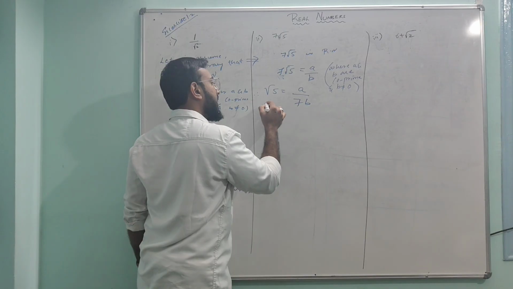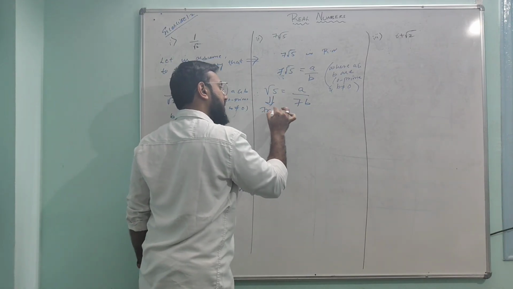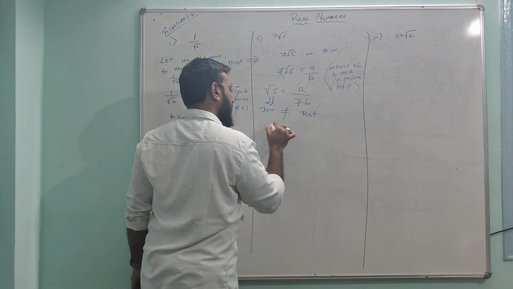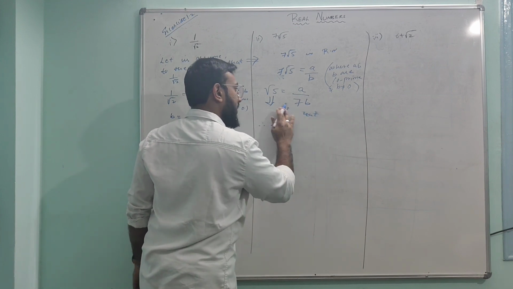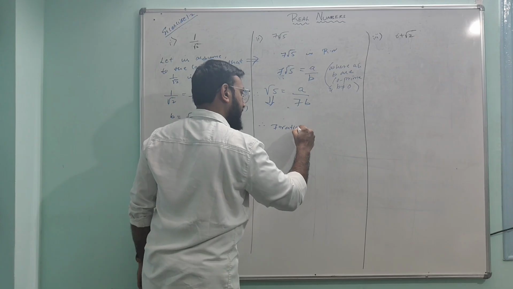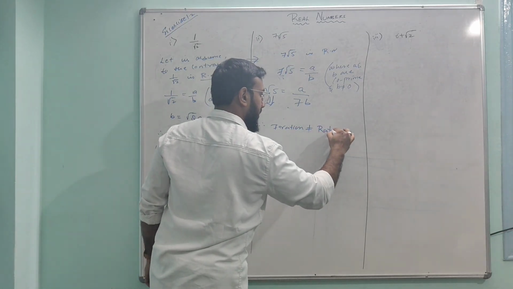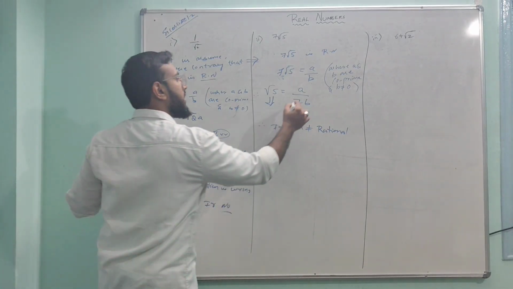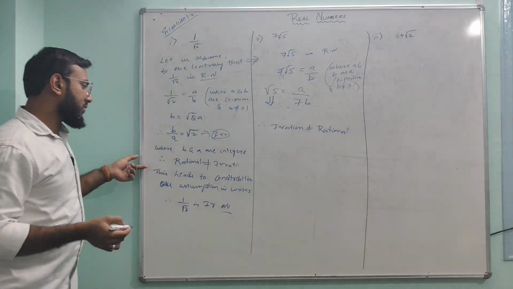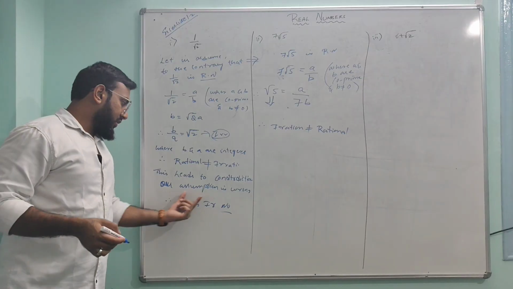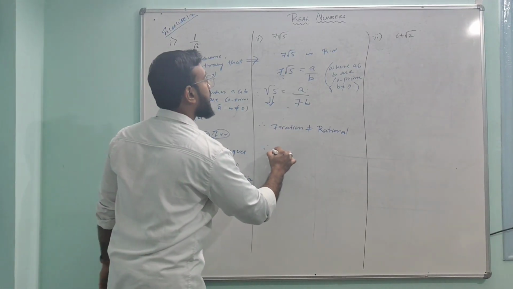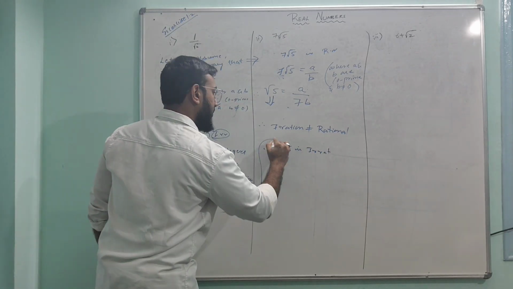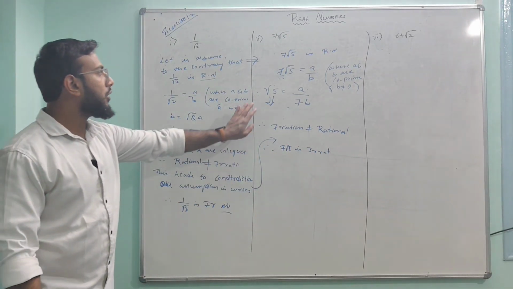Therefore, this is irrational and this is rational, correct? Irrational is not equal to rational. You can write the same points where a and b are integers. This leads to contradiction. Our assumption is wrong. Therefore, 7 root 5 is irrational. You can add the same points here. Hope this is clear.